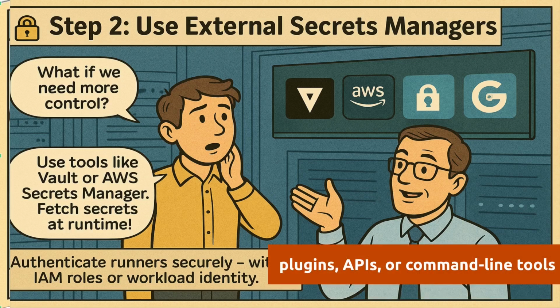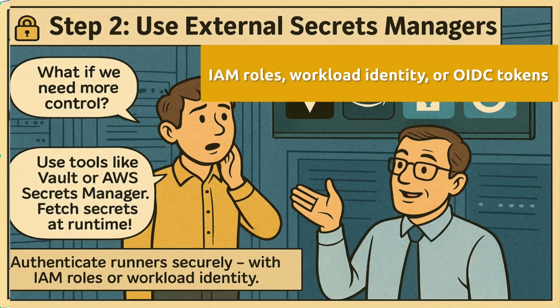To integrate these tools with your pipeline, use plugins, APIs, or command line tools to fetch secrets at runtime, and authenticate your runners securely using IAM roles, workload identity, or OIDC tokens, not hard-coded credentials.